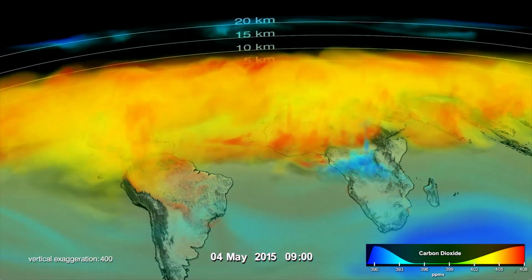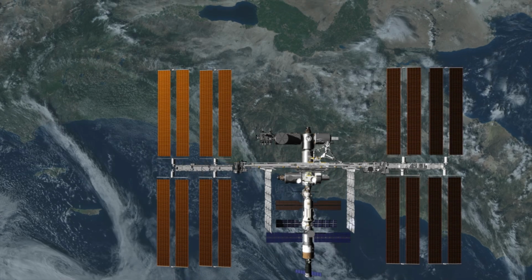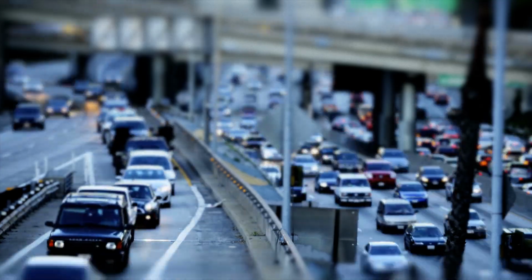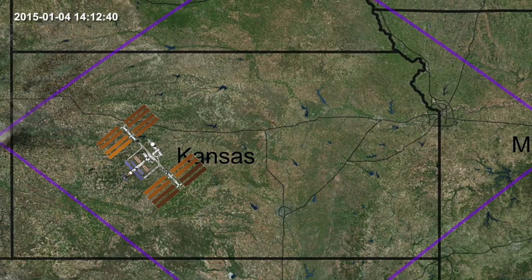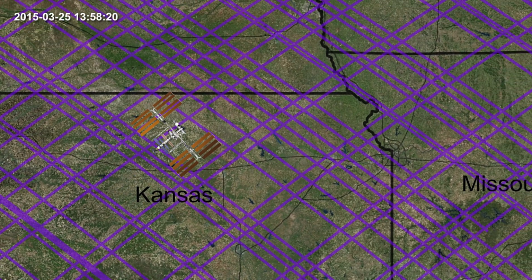OCO3 is going to specifically produce a data set of carbon dioxide measurements. We'd like to be able to keep an eye on this atmospheric CO2. Where did it come from? Where's it going? And how is it related to other global processes?